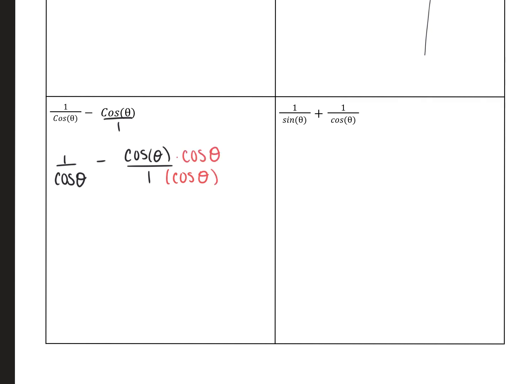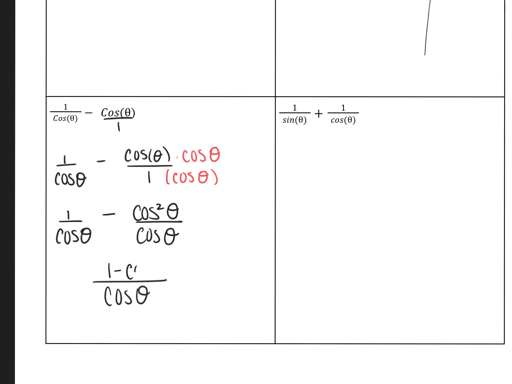So we have 1 over cos minus cosine times cosine is cosine squared. And 1 times cos is just cos. So since the denominators are the same, we keep it the same, and we add or subtract the tops. Since 1 and cosine squared are not like terms, we just leave it as 1 minus cosine squared. And eventually you're going to learn what this equals, and we can simplify it a little bit further. But for now, this is how we make a common denominator.